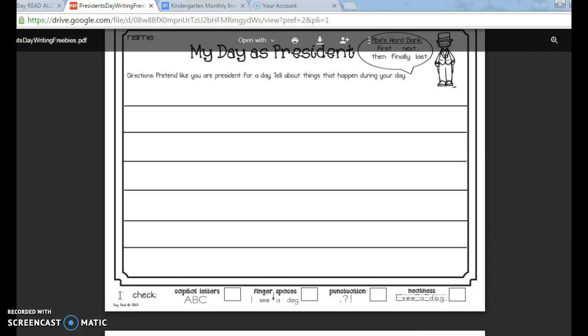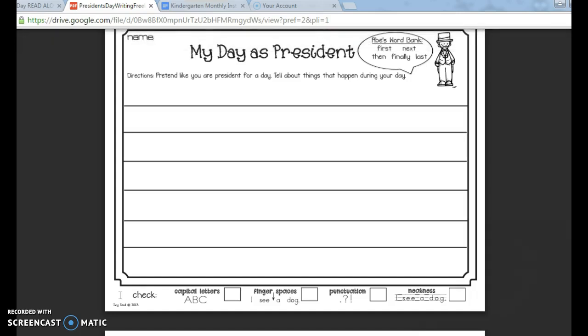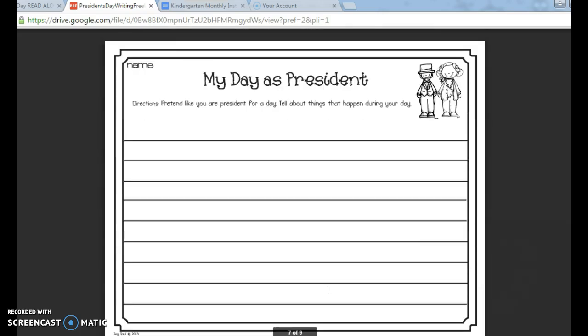But I love this down at the bottom. It is a little reminder checklist. After you are finished writing, you can go through this checklist and make sure that you completed all of these things. First, did I use capital letters where I'm supposed to at the beginning of the sentence and anyone's name? Did you use finger spaces between your words? If you did, you can check that box. Did you use correct punctuation, a period, question mark, or exclamation mark in the right place? And did you use your best handwriting, and is your work neat? So you can check those boxes off after you're finished writing just to make sure that you did all of those things.